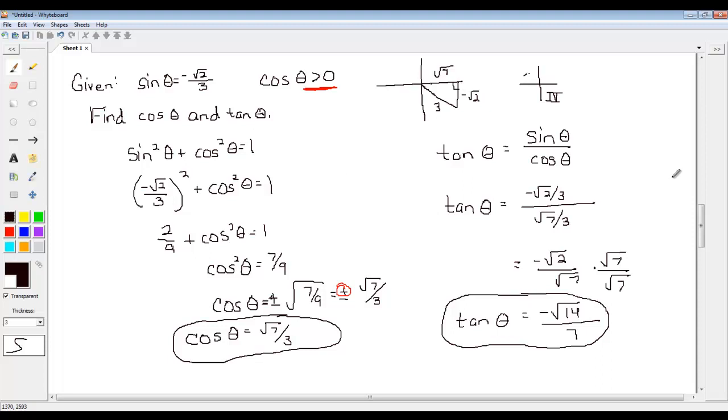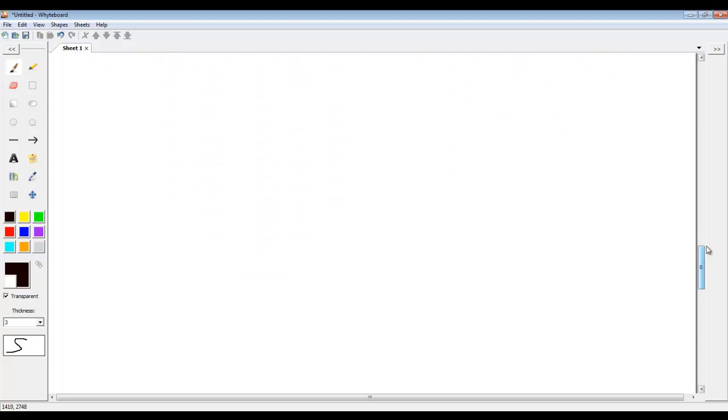Alright, let's do one more of those. Those are a lot of fun. Let's do one more. Let's say that you're given that the cotangent of theta is negative 7 over 24, and theta is in quadrant 2.